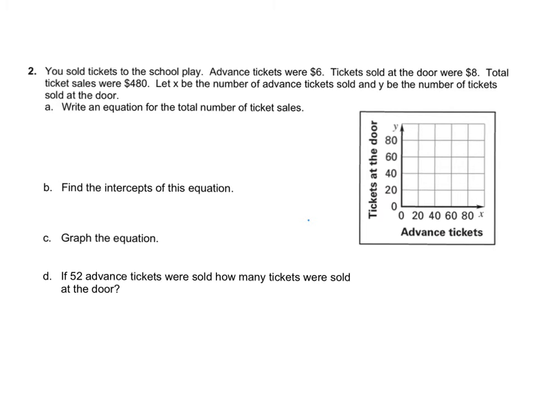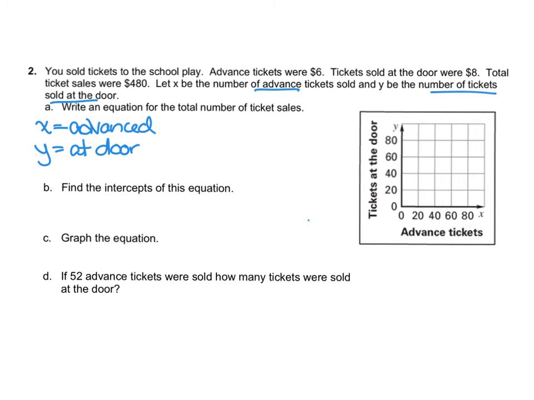So in this case, when we write our equation, again, X is going to be our number of advanced tickets, and Y is going to be the number of tickets at the door. So those are the ones that we're going to buy at the door.